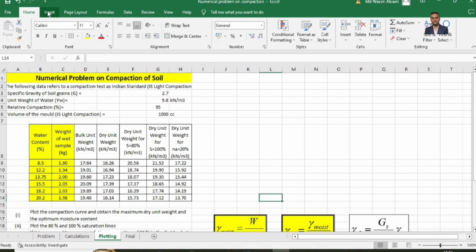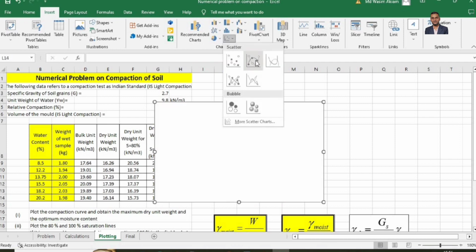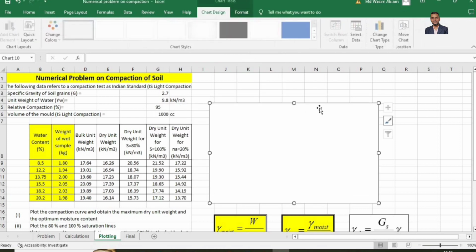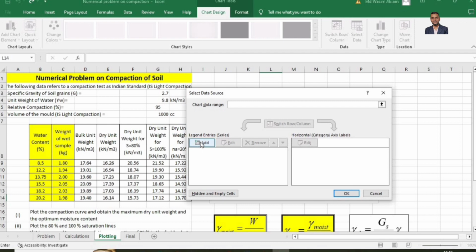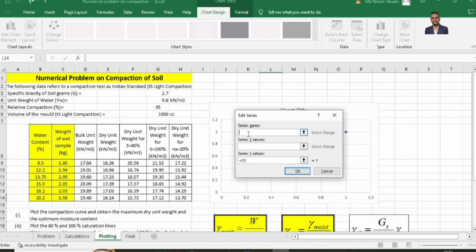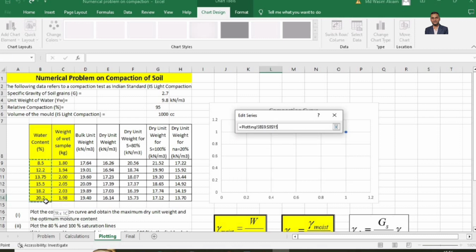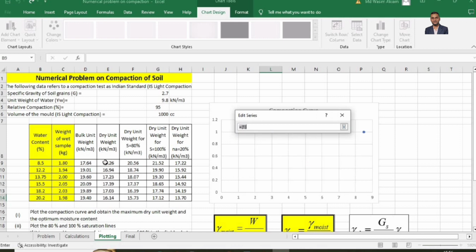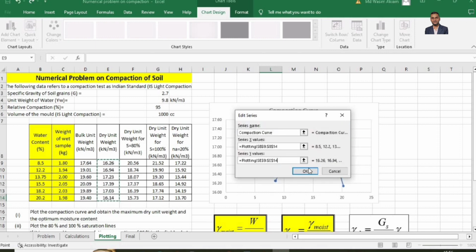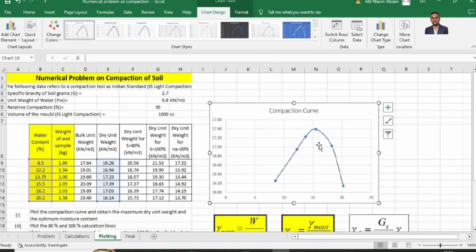So now we will do the simple plotting process in Excel. First insert, then we will take the scatter form and select the template of the graph, then select data. Now press the add button. We can write the series name, just like compaction curve, or whatever we want. For X series we will select water content data, and for Y series we will select the dry unit weight data and press OK. Then press OK. This will give the compaction curve like this.